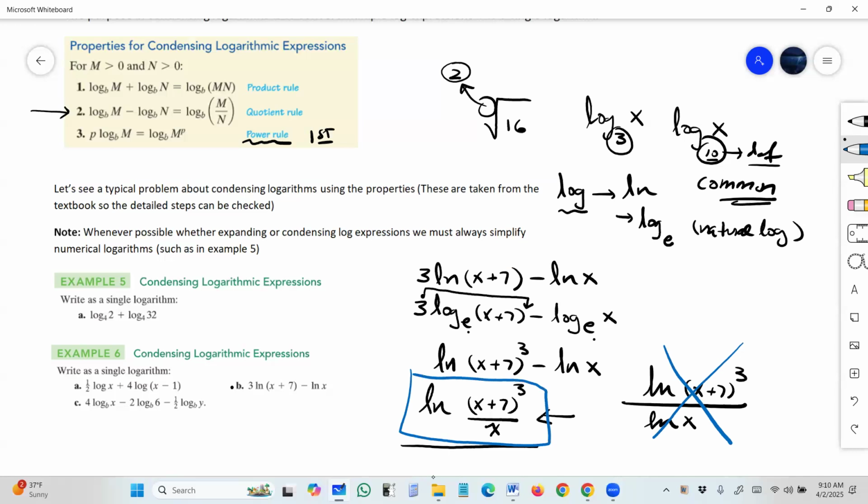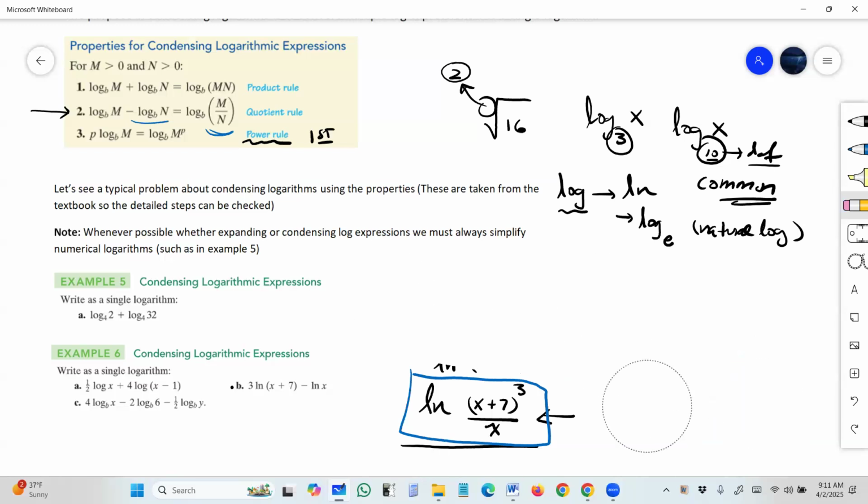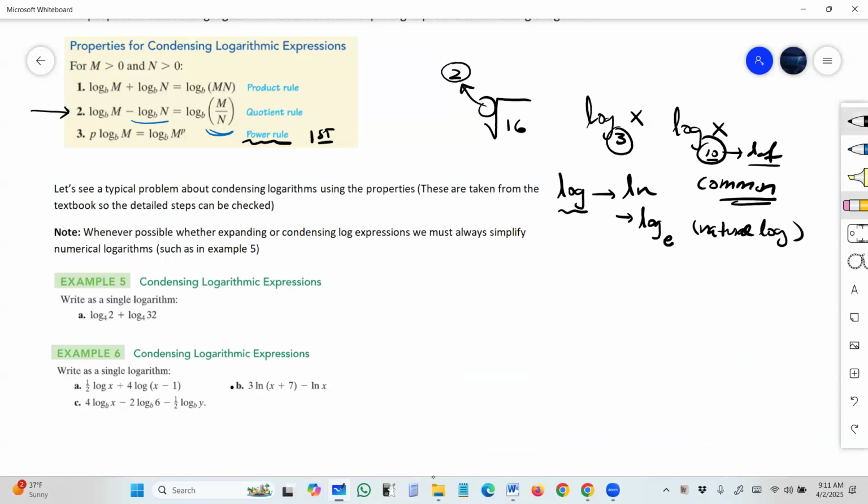Notice the quotient rule: you don't have natural log and then over everything, the other factor. So pay attention to that. That's the second case. Let's do the third example, which is this.